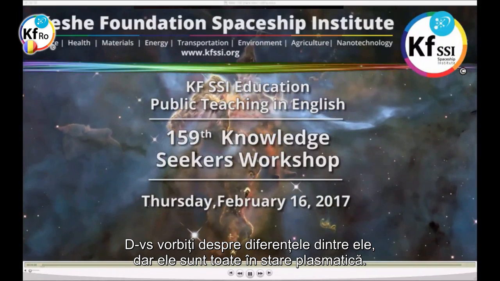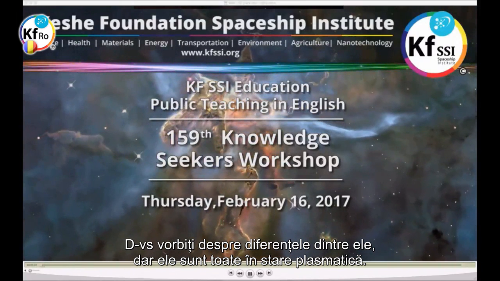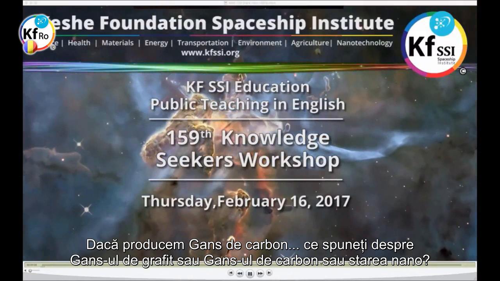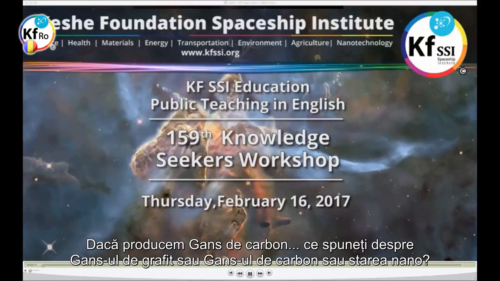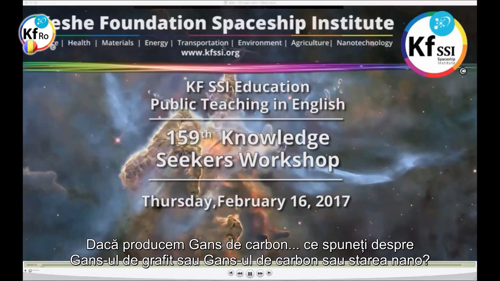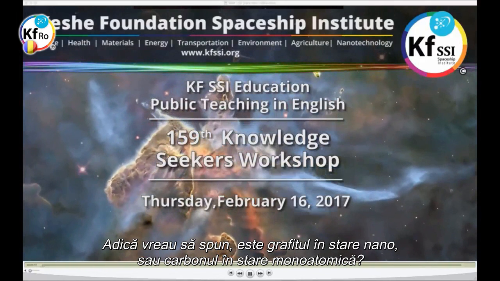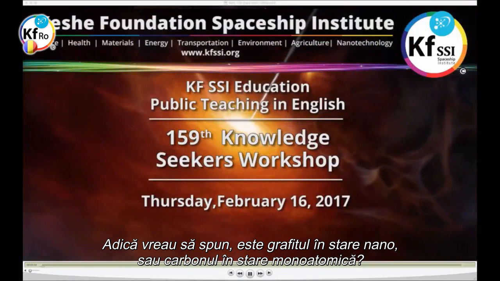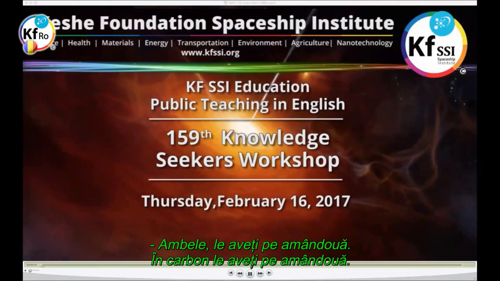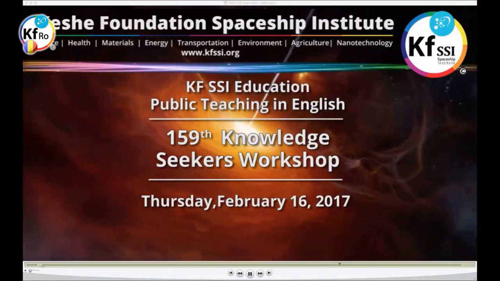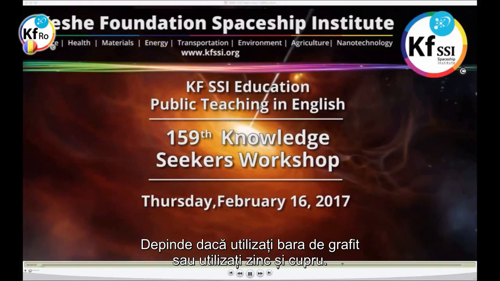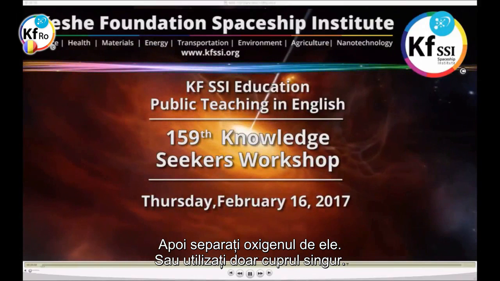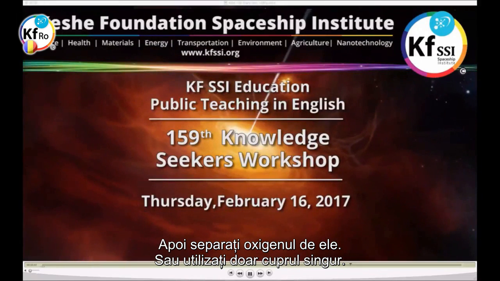You are talking about the different strands between them. They are all in plasma state. If we produce the carbon GaNS, what about the graphite GaNS or carbon GaNS in the nano state? Is graphite in the nano state, or is carbon in the mono atom state? In the carbon you have both. It depends on whether you used graphite sticks, or zinc and copper where you separate the oxygen from it, or copper on its own.